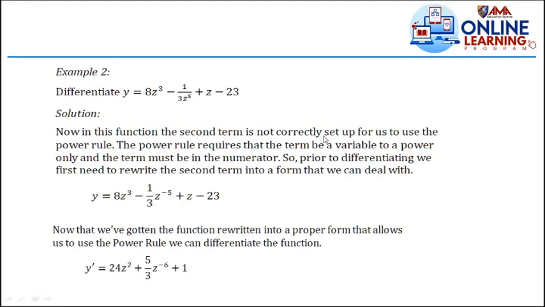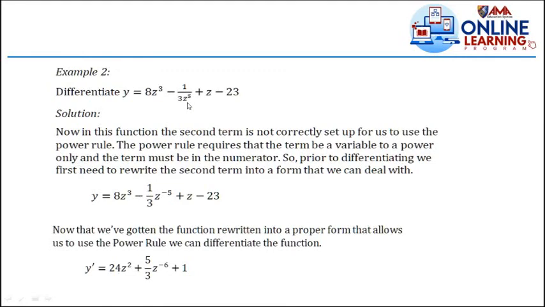Differentiate y is equal to 8z cubed minus 1 all over 3 to the z raised to 5 plus z minus 23. So if we're going to look at our second equation or second function dito, no? Meron tayong division. Pero wala pa tayong division formula.